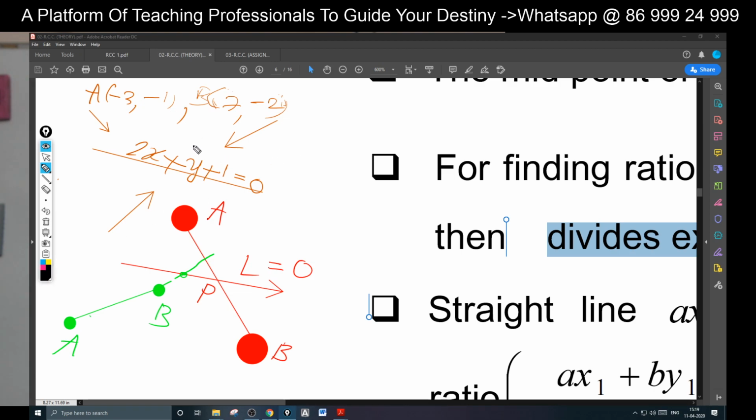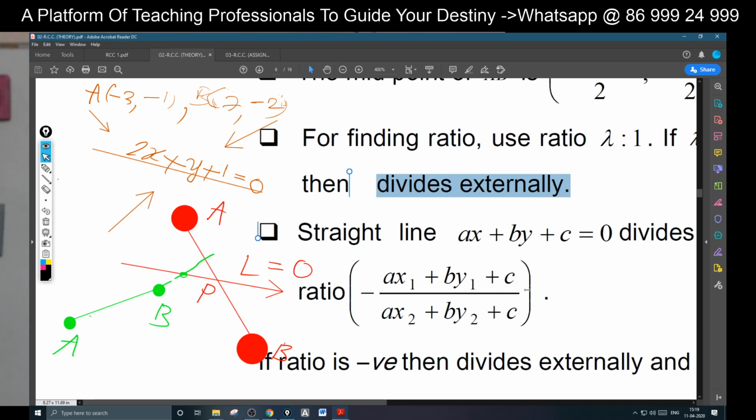What is the ratio formula we just now derived? This is the ratio formula, please. Let me substitute the values here. Okay? Now let us substitute.